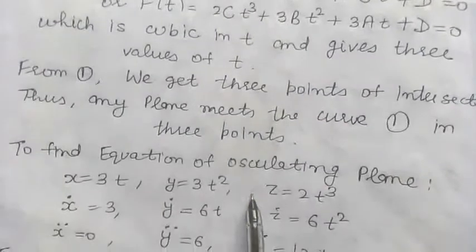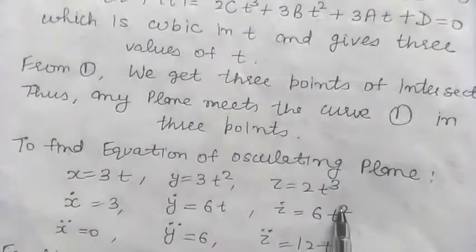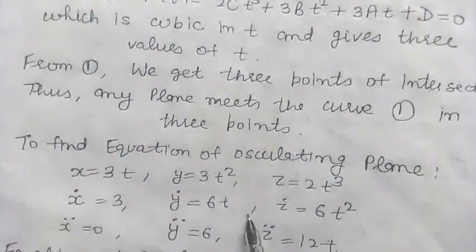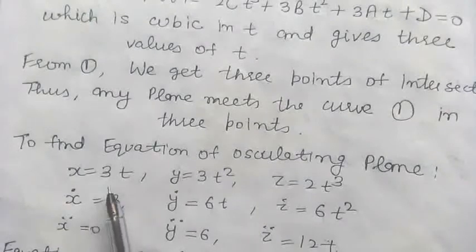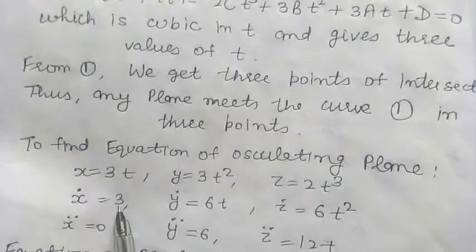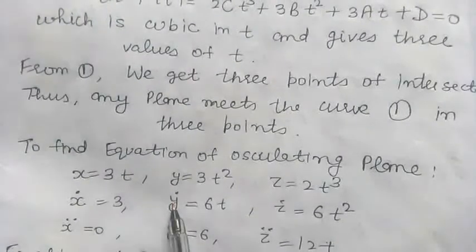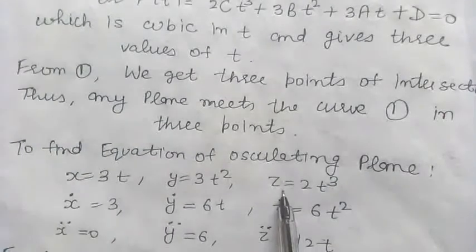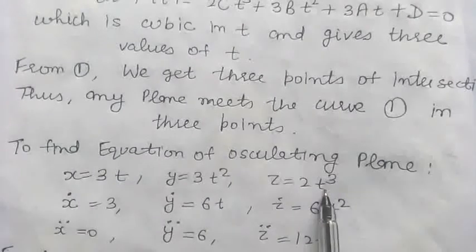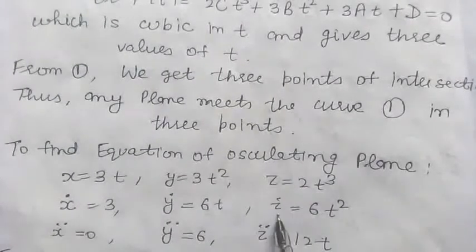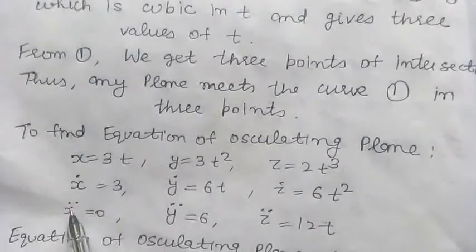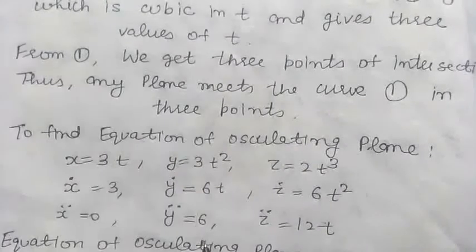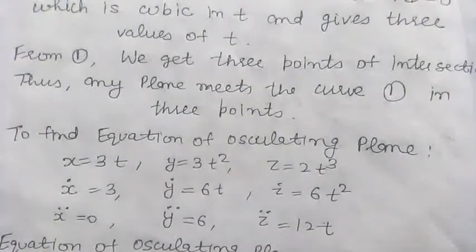Now in the second part, we are to find the equation of osculating plane. To find the equation of osculating plane, we require all the first and second order derivatives of x, y, z. So let us find them. Now x is 3t, therefore x dot is 3 because the derivative of t is 1. Y dot, the derivative of t square is 2t, so the derivative of y will be 6t. The derivative of z is z dot, and here the derivative of t cube is 3t square, therefore z dot is 6t square. Now again differentiating with respect to t, x double dot, the derivative of 3 is 0, y double dot, the derivative of 6t is 6, and z double dot, the derivative of 6t square is 12t.